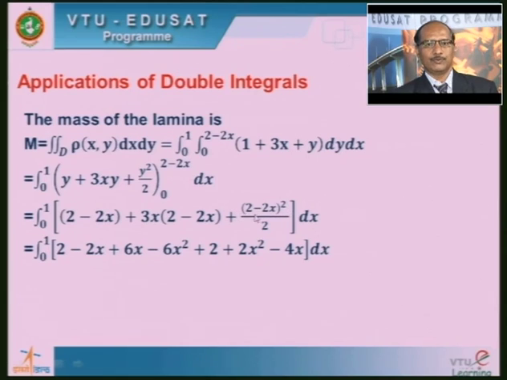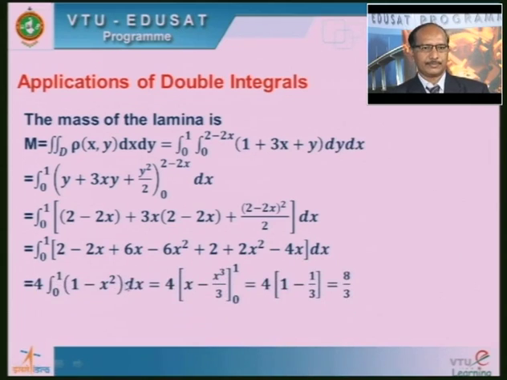2 square, that is 4, 4 divided by 2, simplified to 2. Next, 2x whole square, that is 4x square, again divided by 2, it is 2x square, minus 2ab term, 2 into 2x, that is 8x, 8x divided by 2, 4x. So, that is the simplification before the integration.